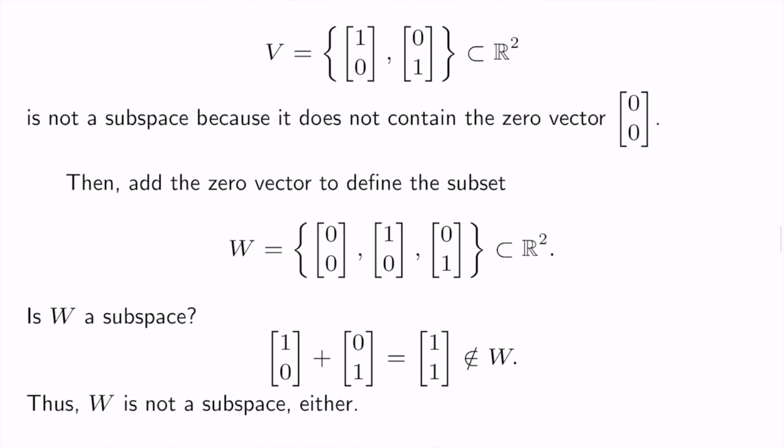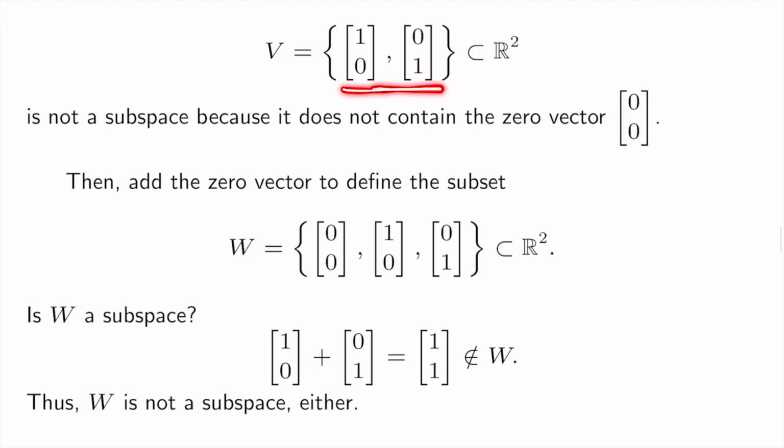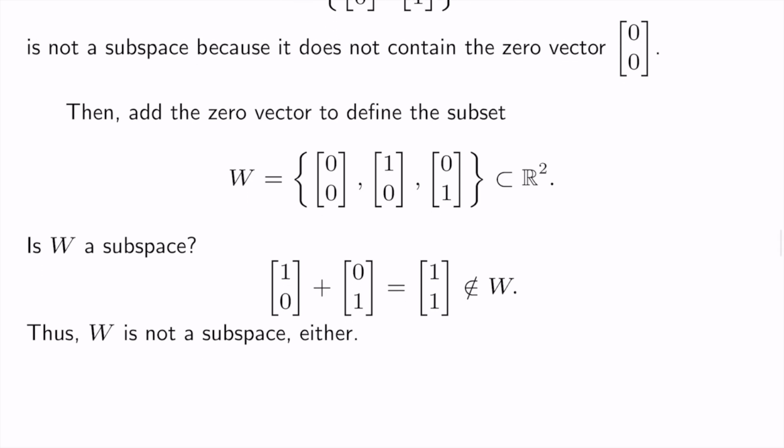So what happens if we add the zero vector in addition to these vectors? So we have (0, 0), (1, 0), and (0, 1). Is this a subspace? This is a subset of R2, but it is still not a subspace because if we add, for example, these two elements, (1, 0) and (0, 1), we get (1, 1). This vector does not belong to this subset W. So it's not closed under addition. Therefore, this W is not a subspace.